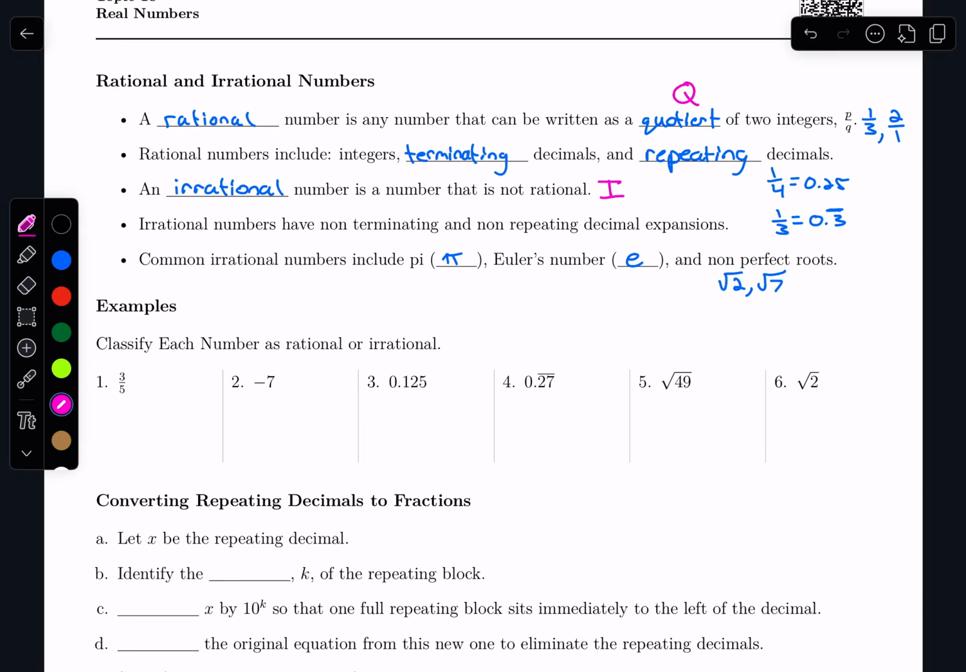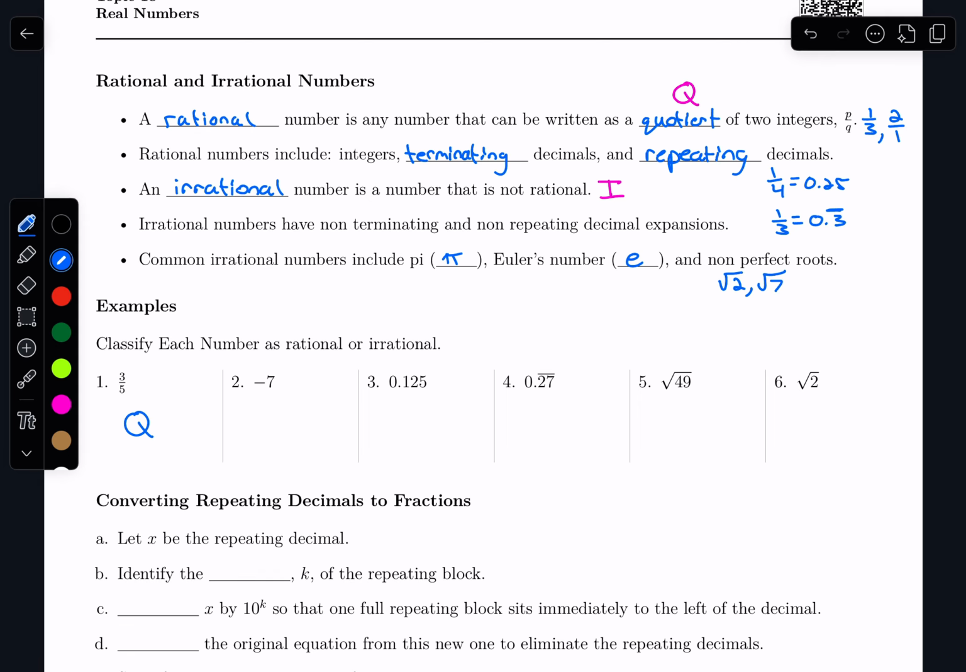So for irrational, we need that capital I. All right, so now down at number 1, 3 over 5 is 3/5. That is an integer on top and an integer on bottom. And so that is the definition of a rational number. So we're going to put a Q there.